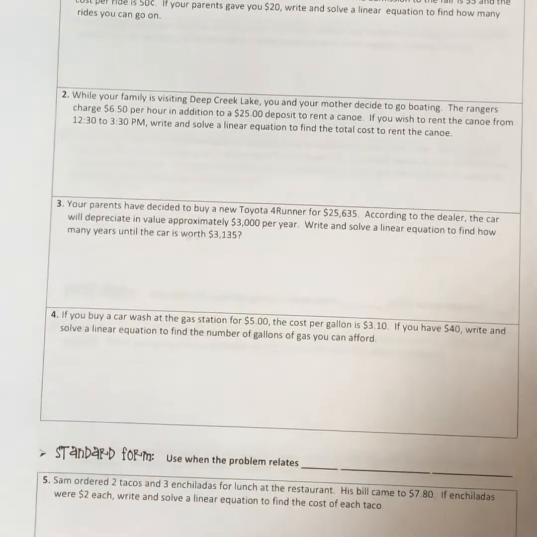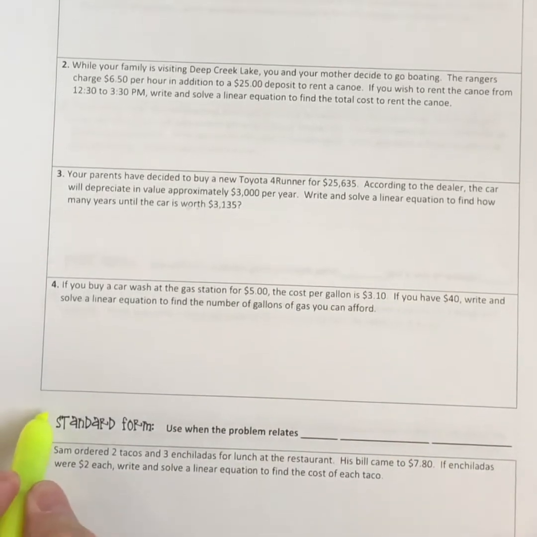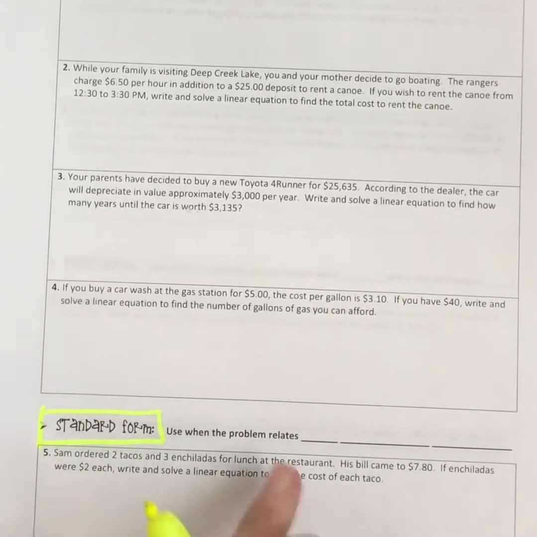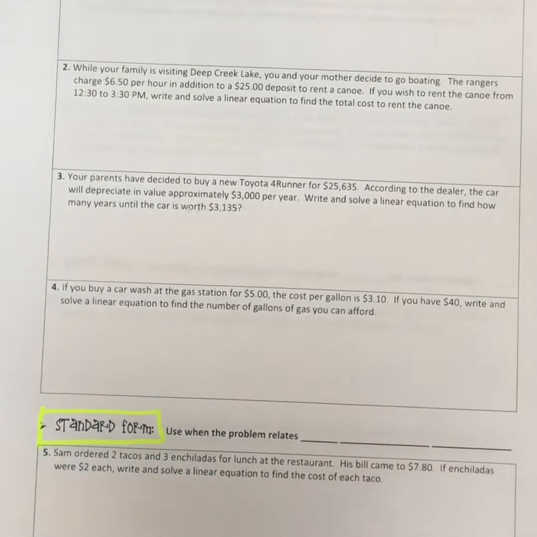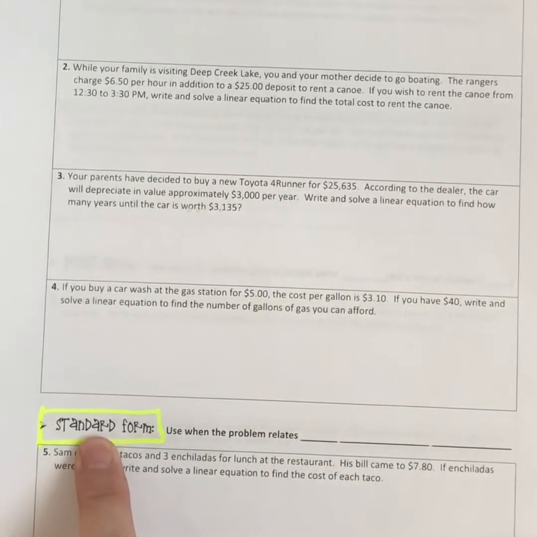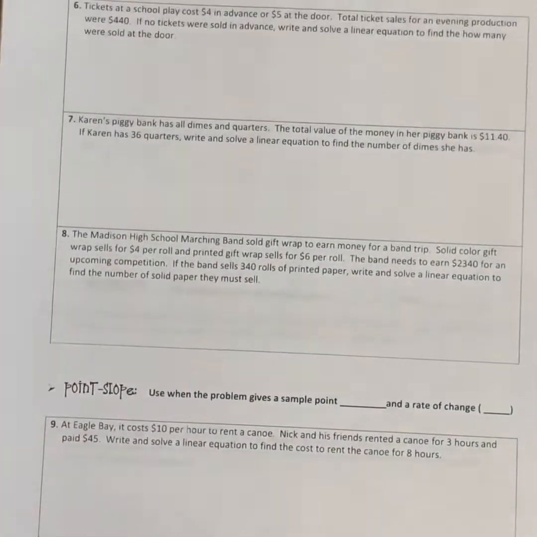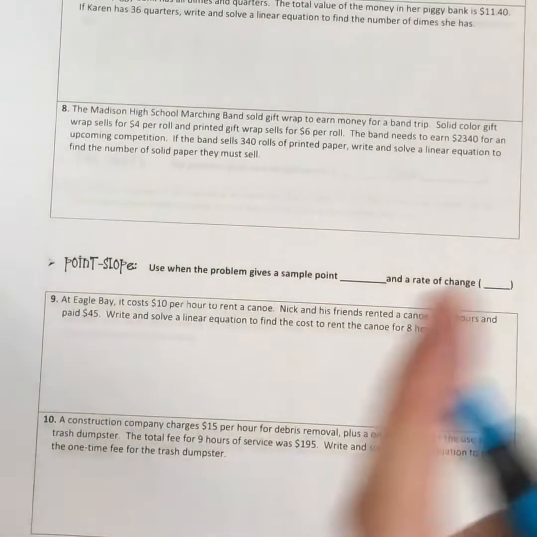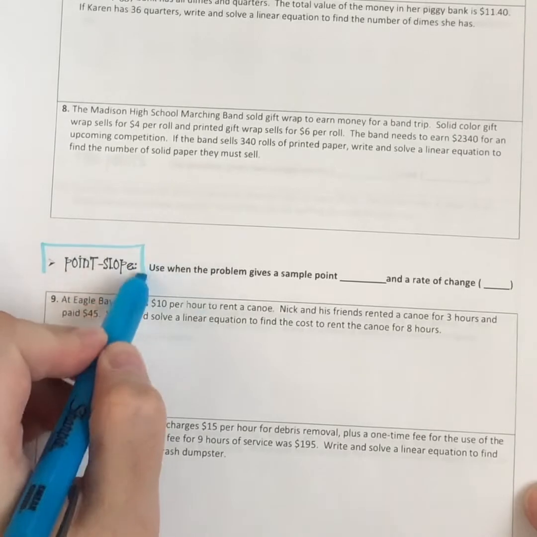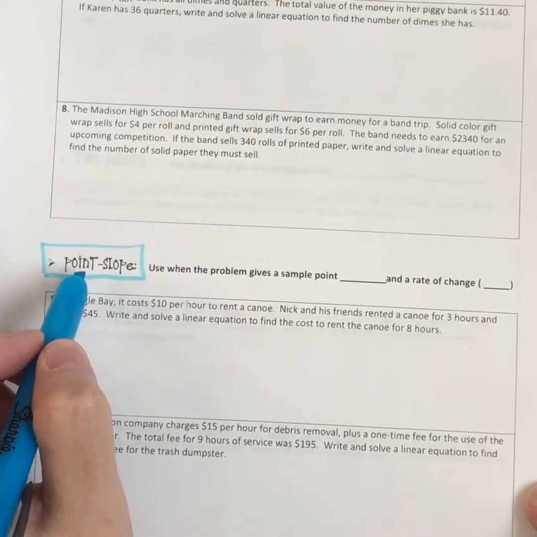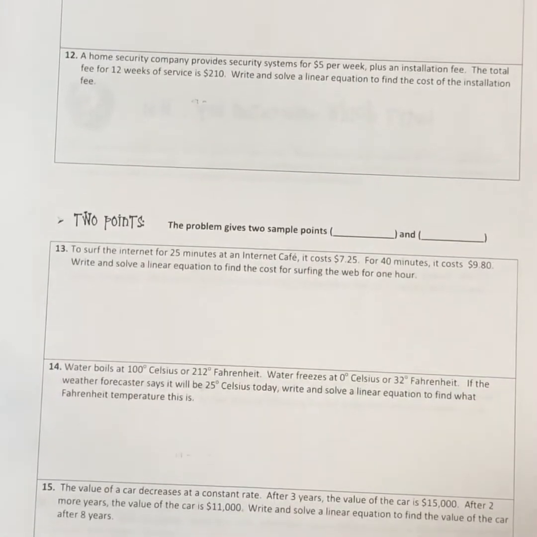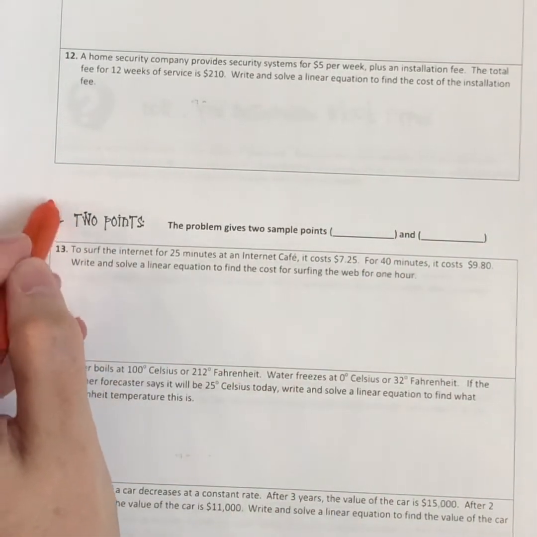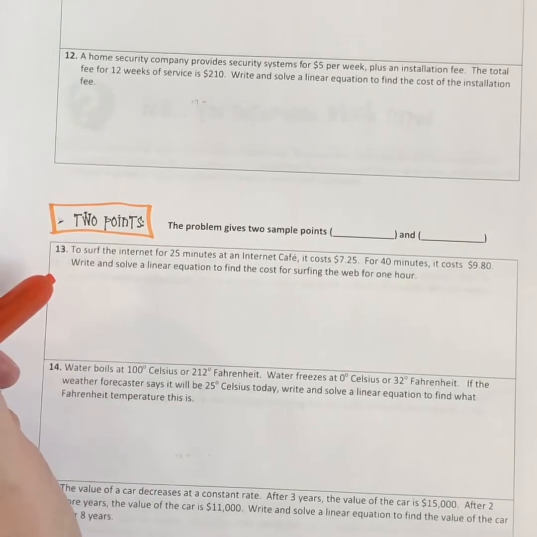Now the second type is standard form. Standard form type problems give you 2 pieces of information and a total. So it's going to be of the form ax plus by equals c. The third type will be point slope, where they give you one set of complete information, your x comma y, your point, and the slope, which is one rate of change in your problem.